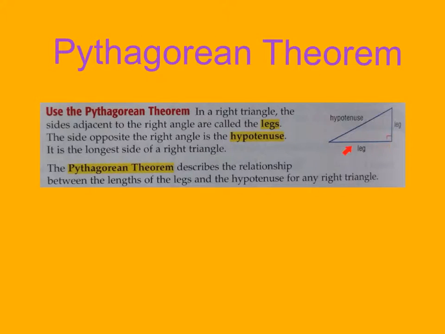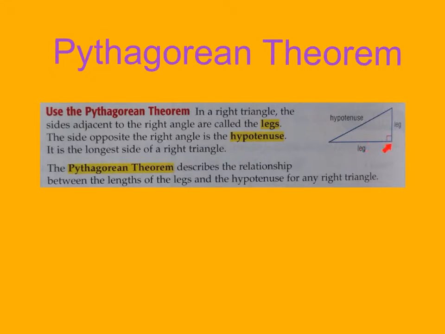When we're dealing with a right triangle, like we have right here, we call the sides that are next to, or adjacent to, the right angle, like this one right here and here, the legs of the right triangle. And the side that's opposite of the right angle, this one right here, is called the hypotenuse. The hypotenuse is always going to be the longest side of a right triangle.